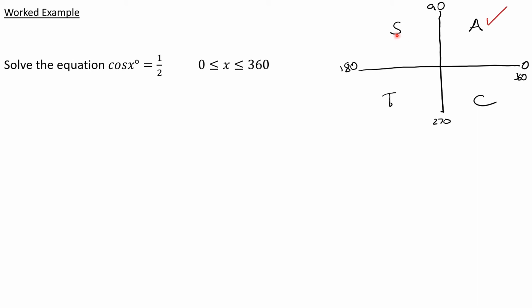Is cos positive in quadrant 2? No, it's only sine that's positive in quadrant 2. Is cos positive in quadrant 3? Nope, only tan. But in quadrant 4, C stands for cos. So I know cos is positive in quadrant 4. So I know I'm going to get two answers. The first one is going to be in between 0 and 90. The last one is going to be in between 270 and 360.